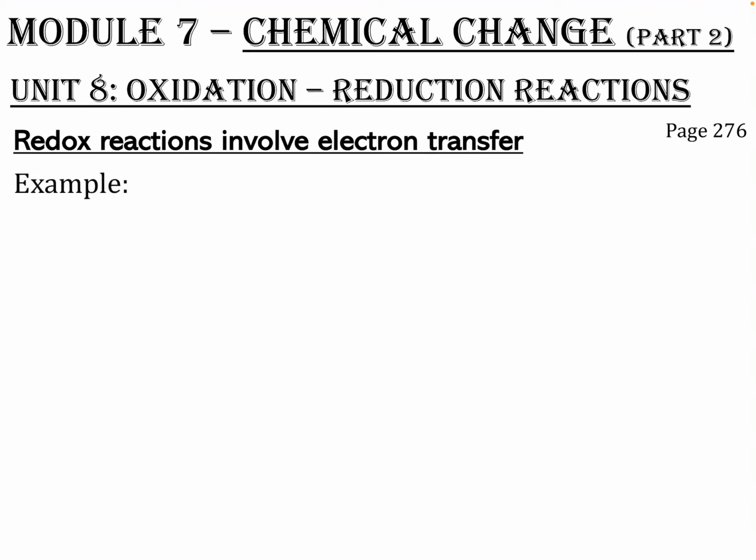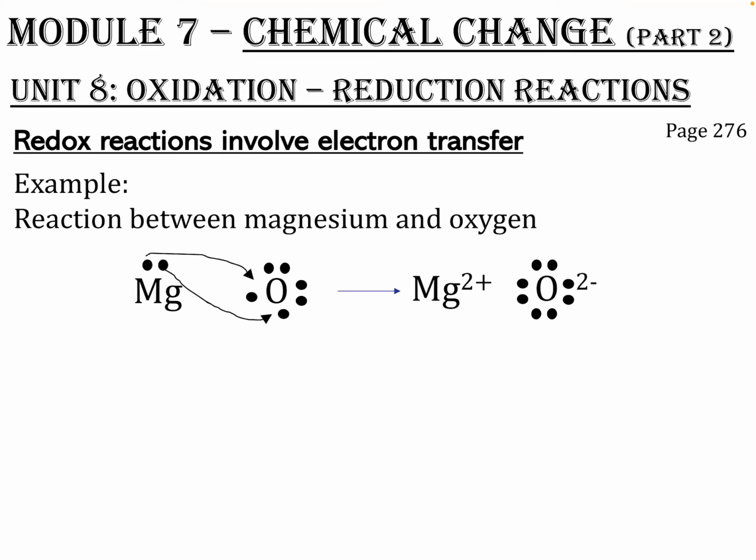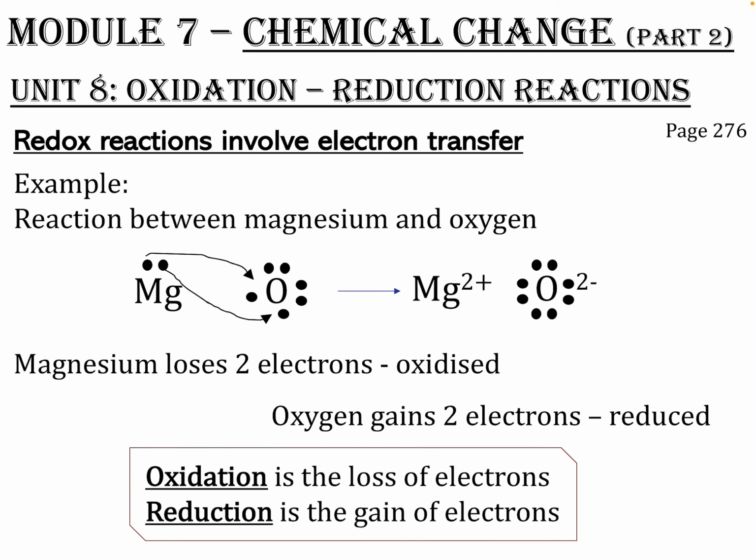So for example, when magnesium burns in oxygen, the magnesium will give away its electrons to the oxygen, so that results in us getting magnesium 2 plus and oxygen 2 minus. Now what has happened is the magnesium has lost 2 electrons, so it has been oxidized, and the oxygen gains 2 electrons, so it is reduced. Okay, so our definitions of oxidation and reduction is the following. Oxidation is the loss of electrons and reduction is the gain.